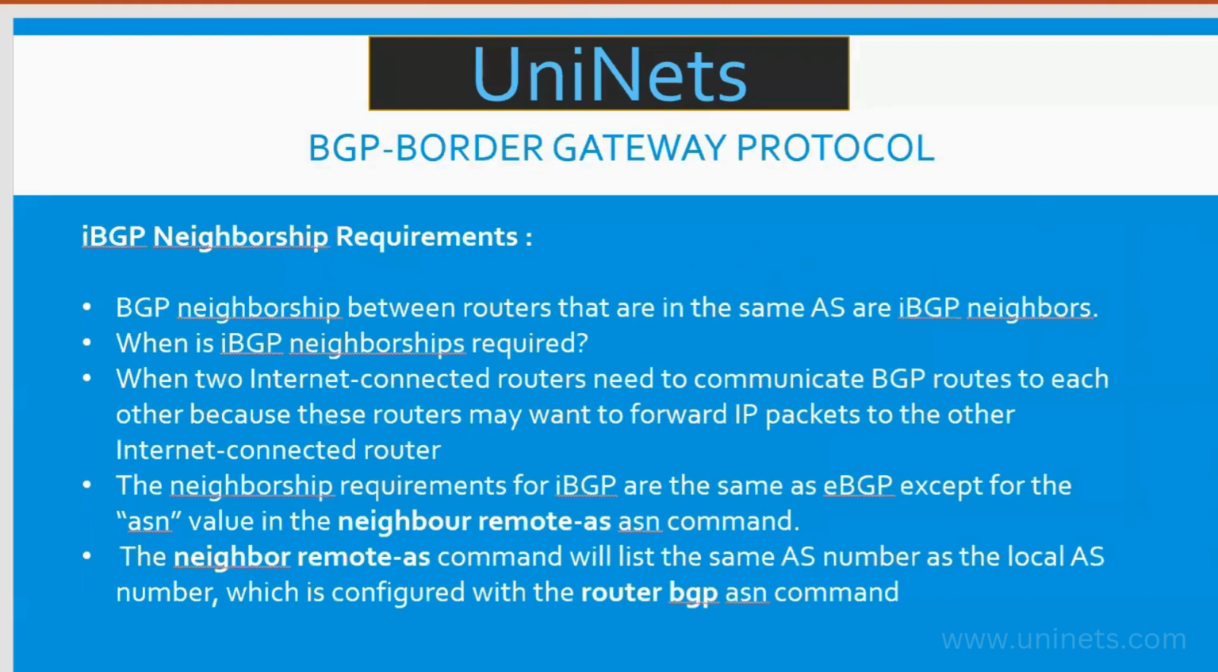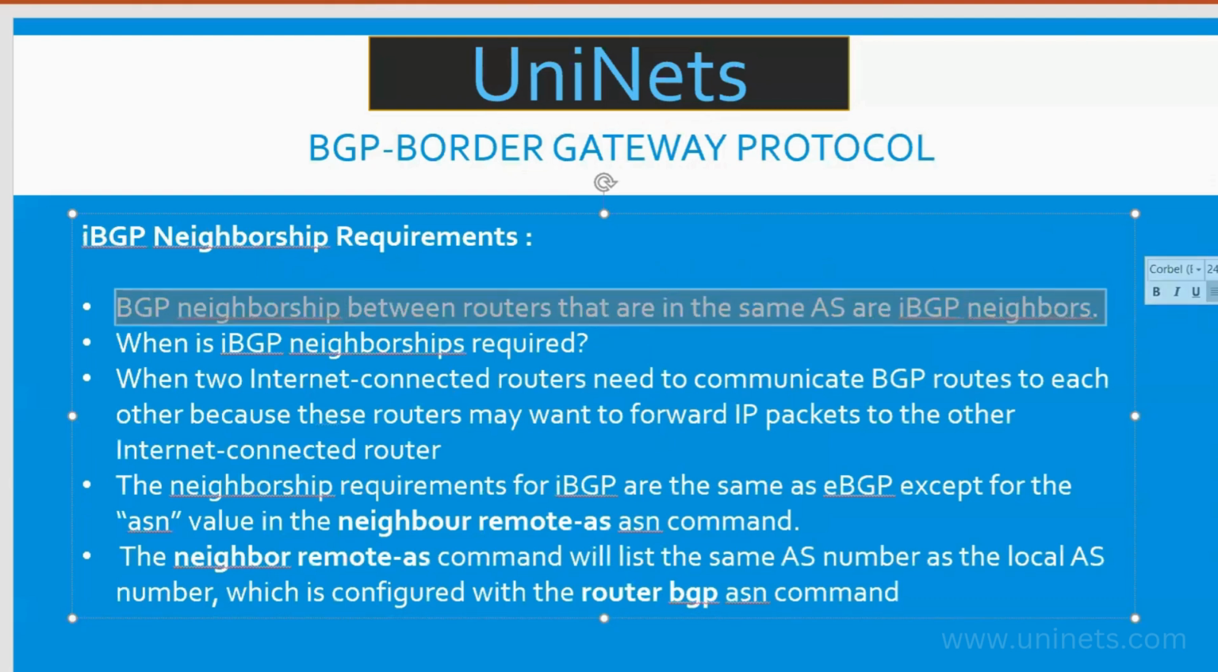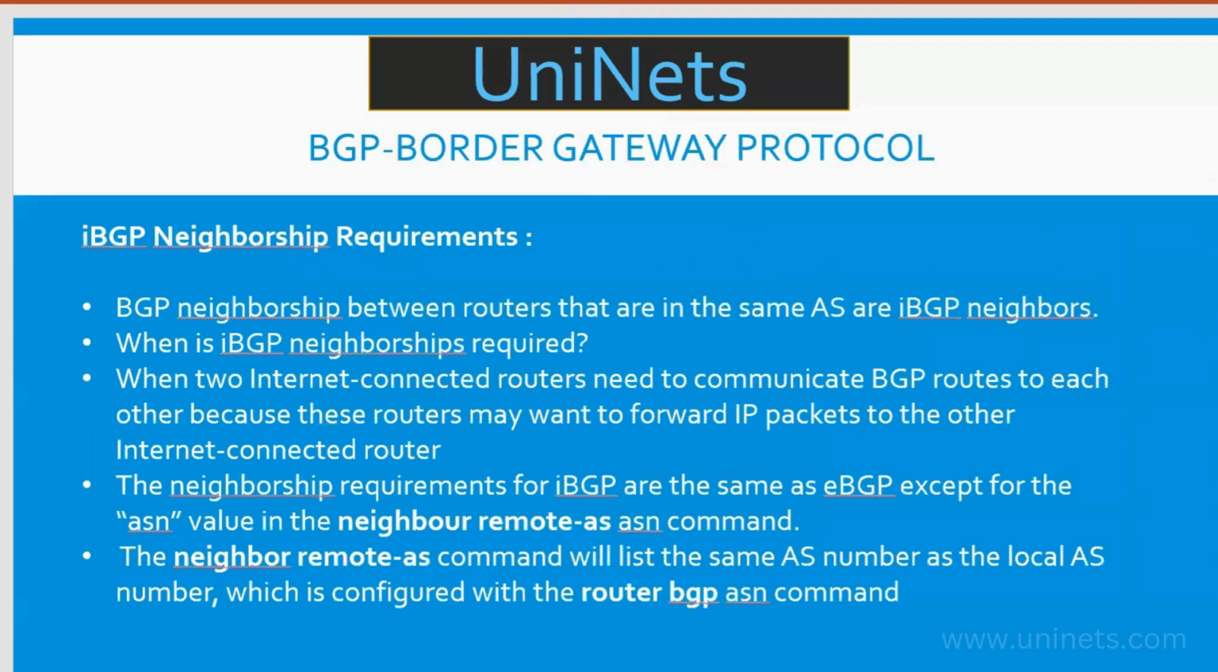Now the IBGP. The same thing, BGP neighborship between routers that are in the same AS are IBGP neighbors. What is IBGP? Till now we have discussed EBGP where two routers are in different AS. But now they are in a single AS. And why is IBGP neighborship required?